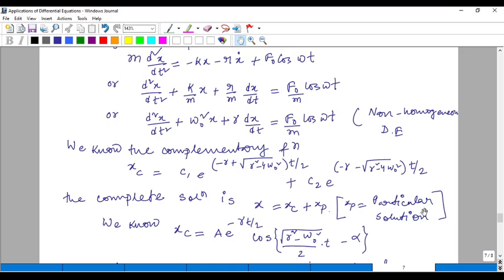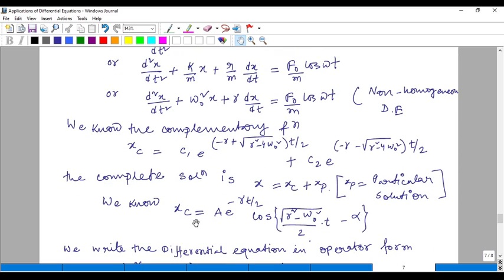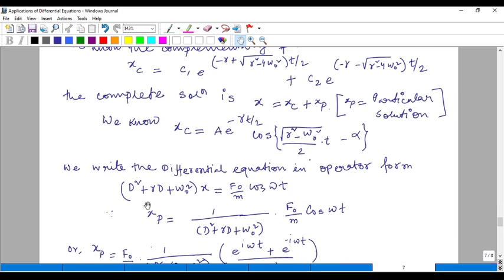Now we are considering the underdamped motion, so we can write the complementary function as x equal to a e to the minus gamma t by 2 cos of root over omega 0 square minus gamma square by 2 into t minus alpha. This complementary function is in underdamped motion where gamma square is less than omega 0 square. Now we have to calculate the particular solution of this non-homogeneous differential equation, and before that we have to write this differential equation in operator form. So we see that the expression is D square plus gamma D plus omega 0 square operating on x is equal to F0 by m cos omega t.